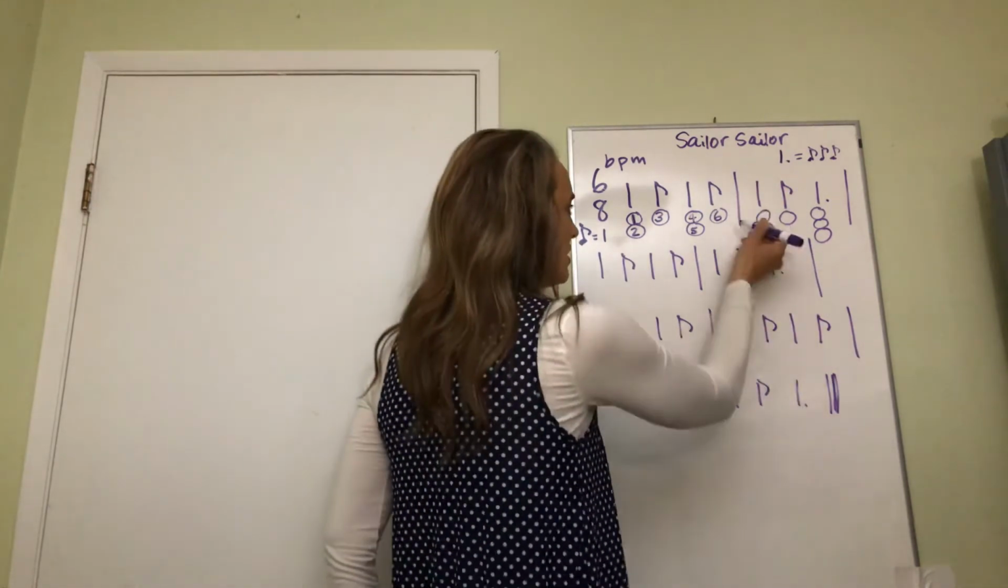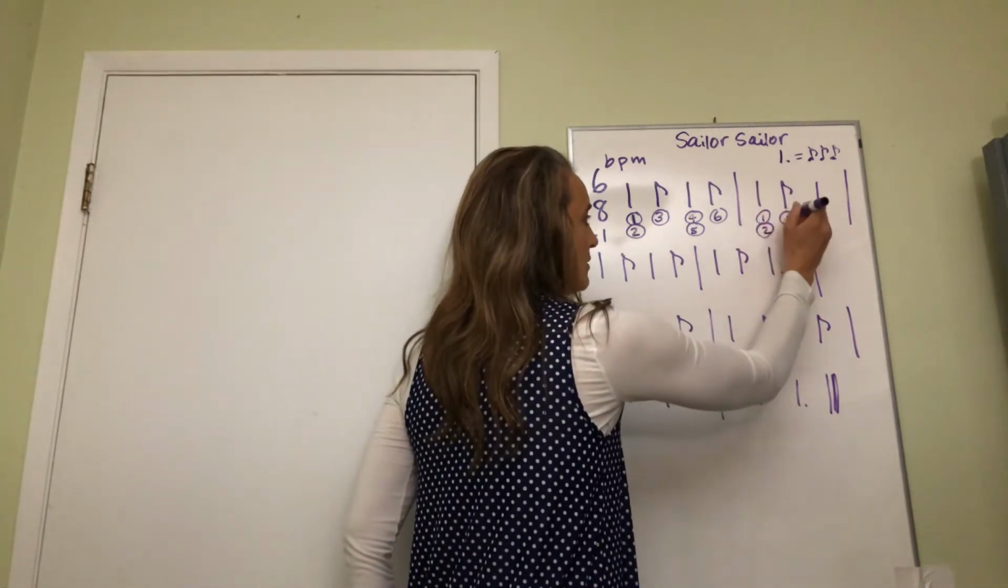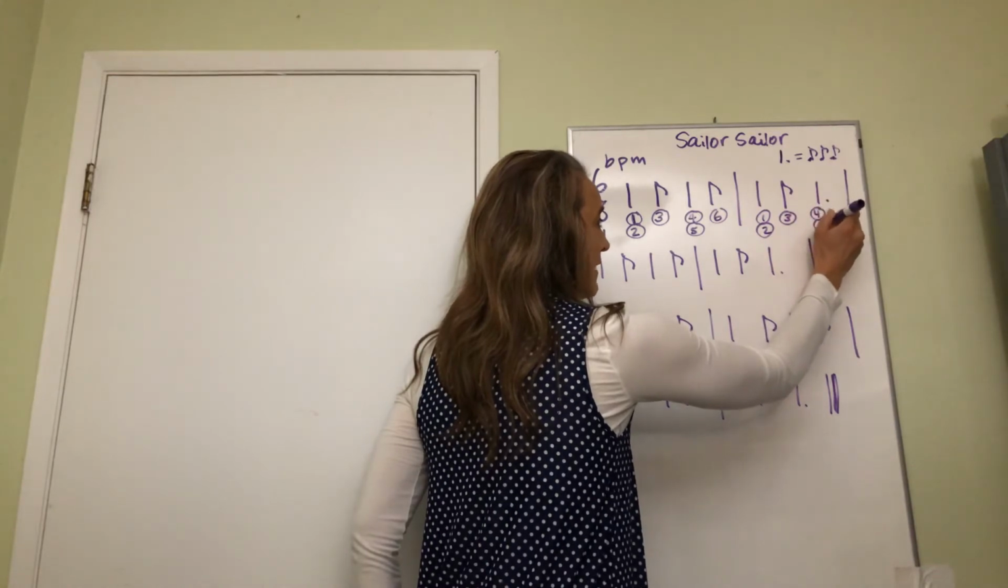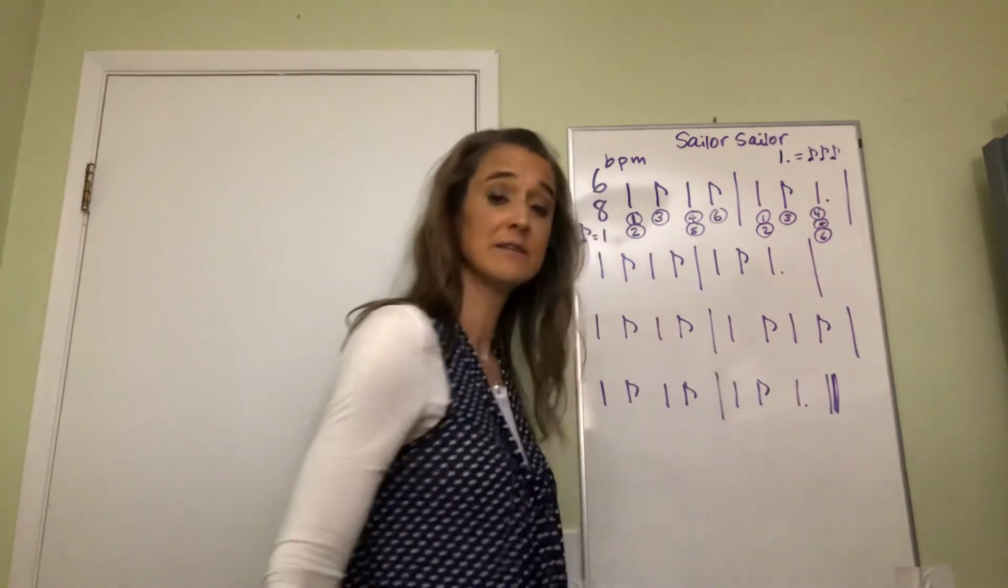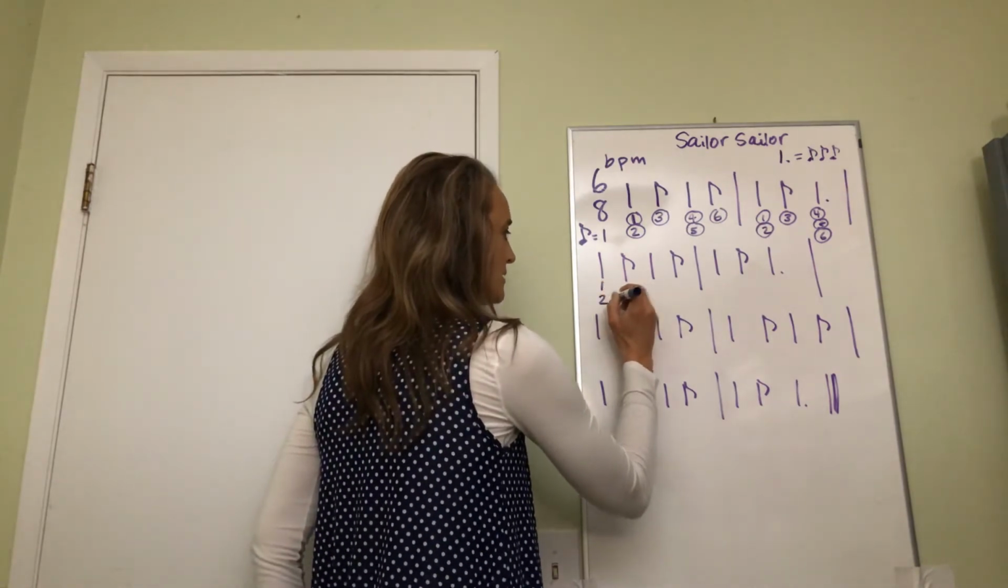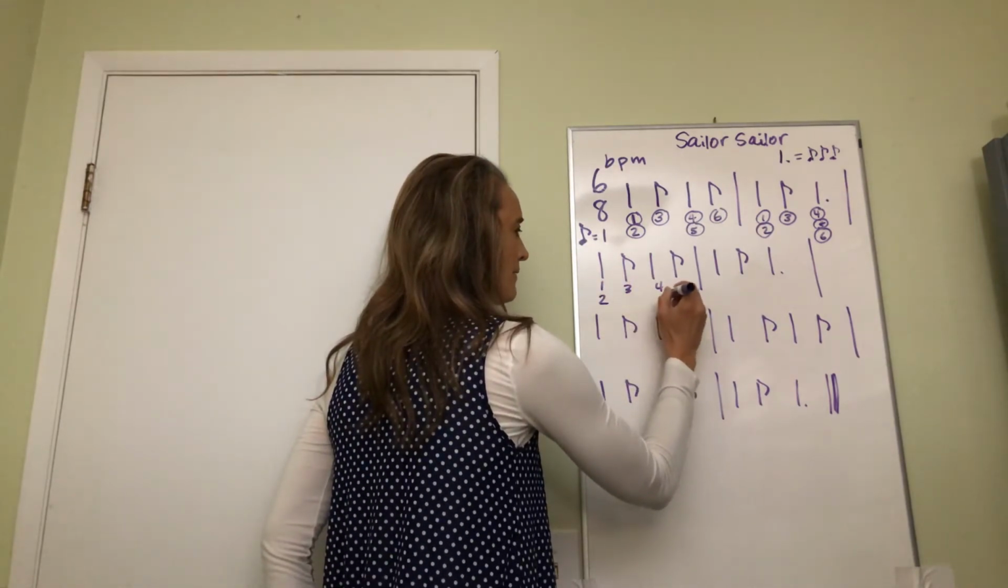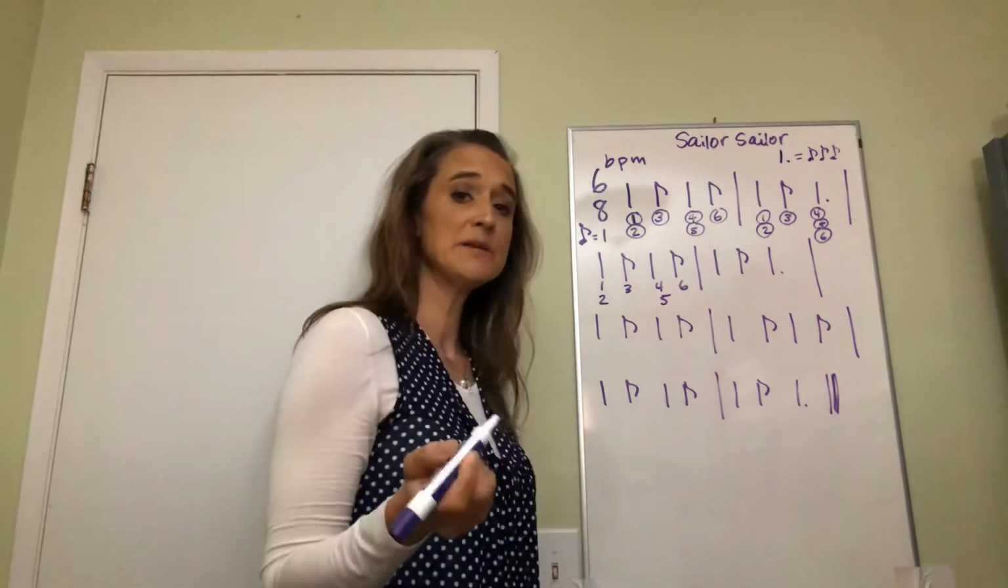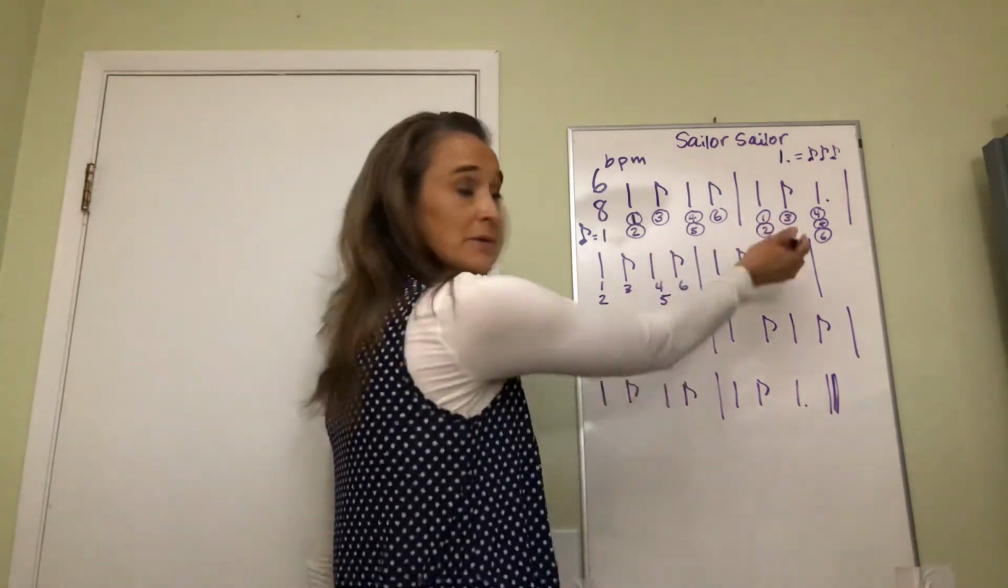All right, new measure. One, two, three, four, five, six. Okay. And now let's keep going. One, two, three, four, five, six. Now, I'm going to start with my parentheses. It's kind of hard to do on these circles.